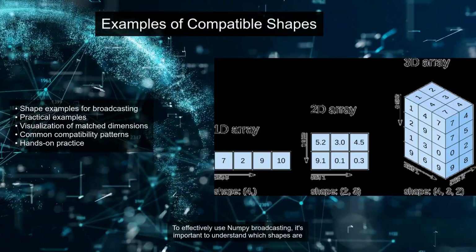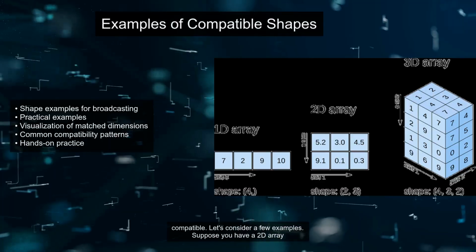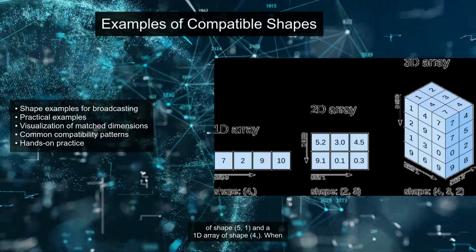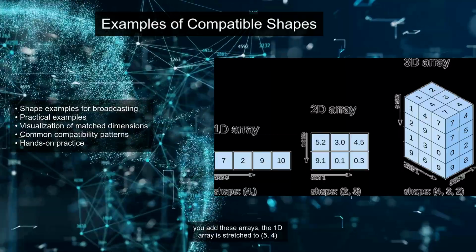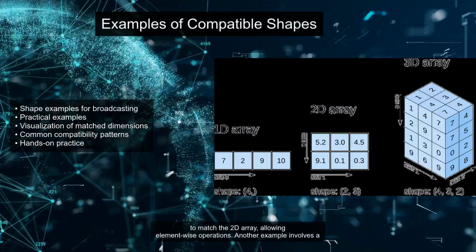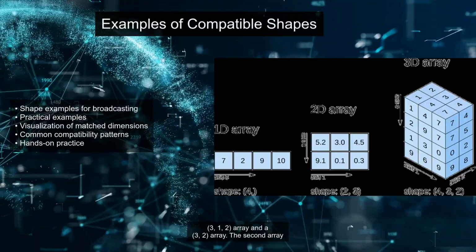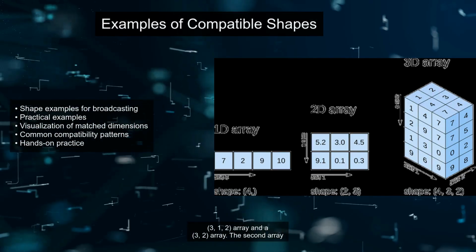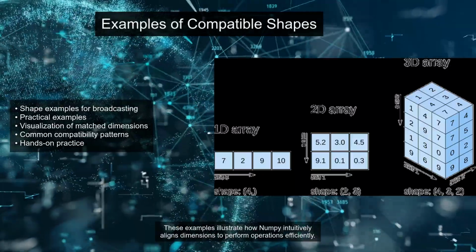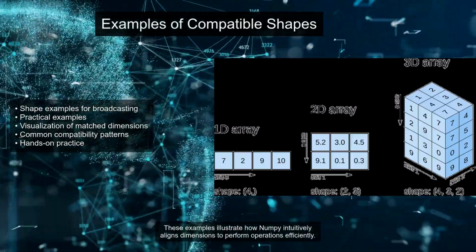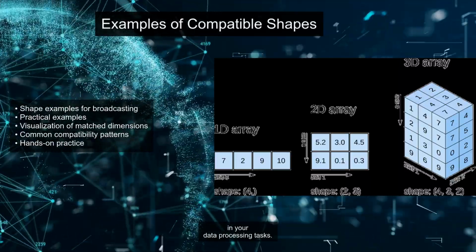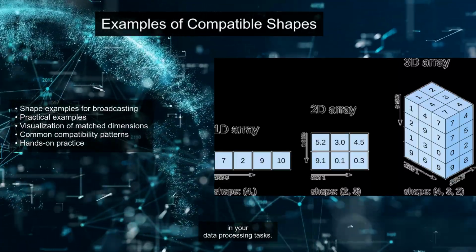To effectively use Numpy Broadcasting, it's important to understand which shapes are compatible. Let's consider a few examples. Suppose you have a 2D array of shape 5, 1, and a 1D array of shape 4. When you add these arrays, the 1D array is stretched to 5, 4 to match the 2D array, allowing element-wise operations. Another example involves a 3, 1, 2 array and a 3, 2 array. The second array is reshaped to 3, 1, 2 to align with the first array. These examples illustrate how Numpy intuitively aligns dimensions to perform operations efficiently. Understanding these compatibility patterns will empower you to identify potential broadcasting opportunities in your data processing tasks.